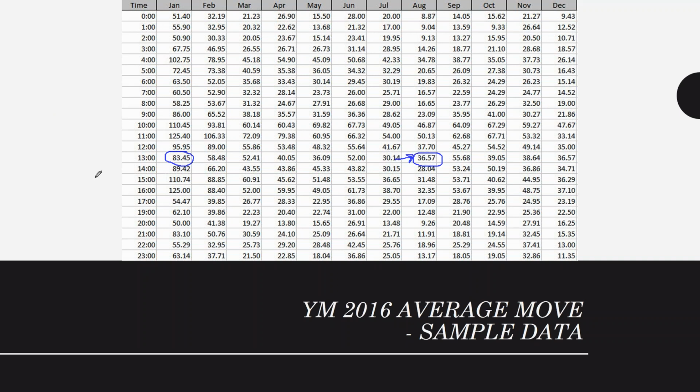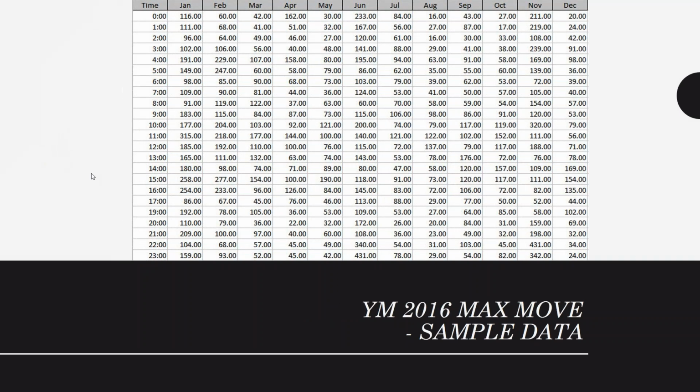What is my best case scenario? Well, my best case scenario would be the maximum move, and the maximum move would be 165 points in January versus 78 points in August. Okay? And I have these on all of the U.S. indices with the exception of the Russell. I have not done the Russell yet.